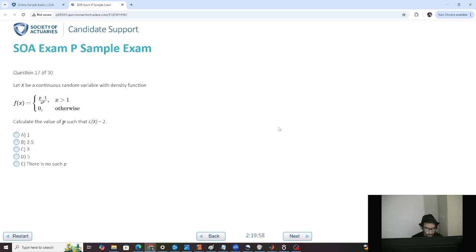Okay. Let X be a continuous random variable with density function (p minus 1) over x to the p if x is greater than 1, 0 otherwise. Calculate the value of p such that E of X equals 2. Is this a shape I just flat out recognize? I don't think so.